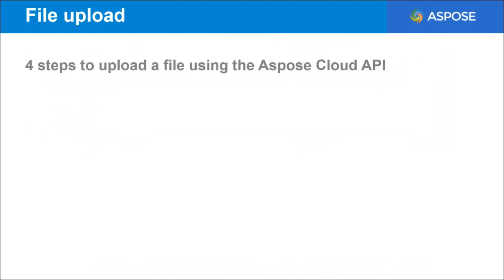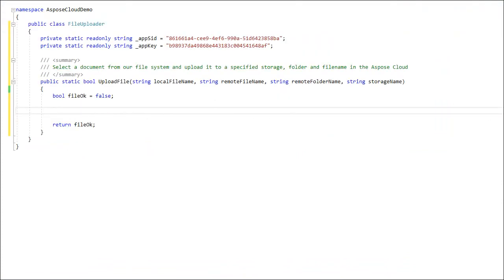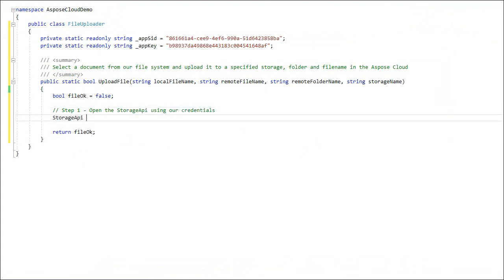Here are the 4 steps that we will take to upload a local document to a remote storage. We will connect to the API using the credentials we obtained earlier, create a request that will place a local document in a remote storage, and then we will verify the response. First, we will use our AppSid and app key to gain access to the storage API.